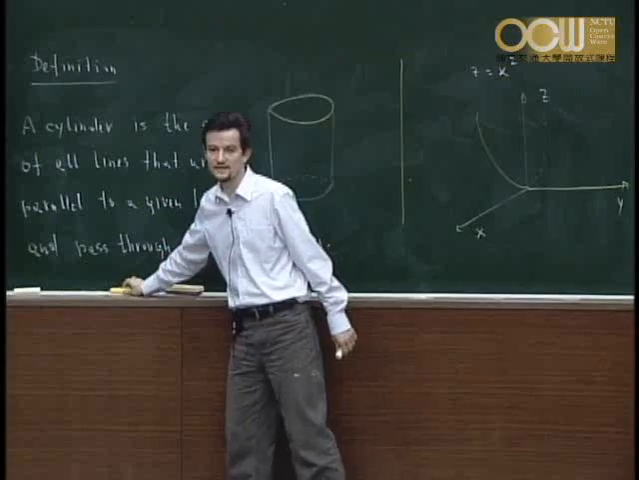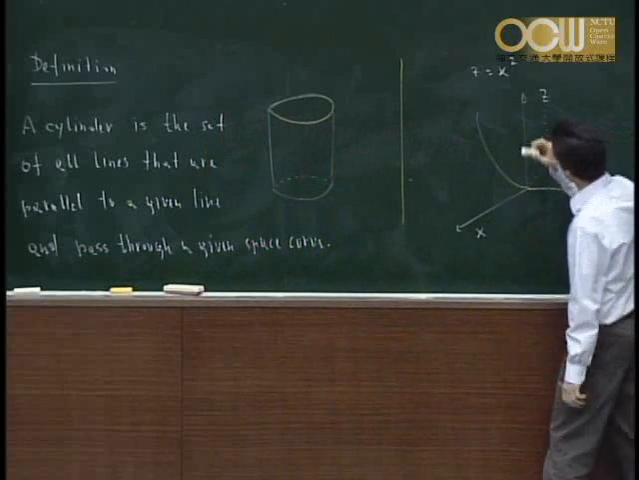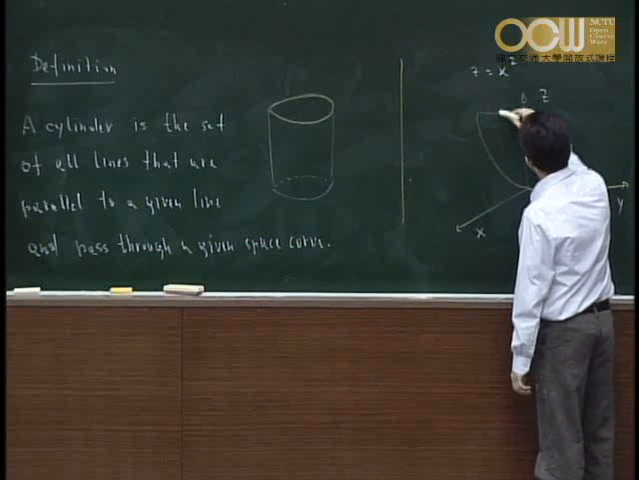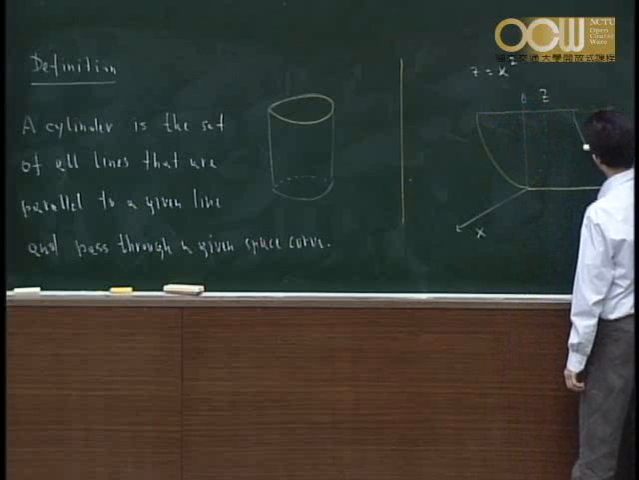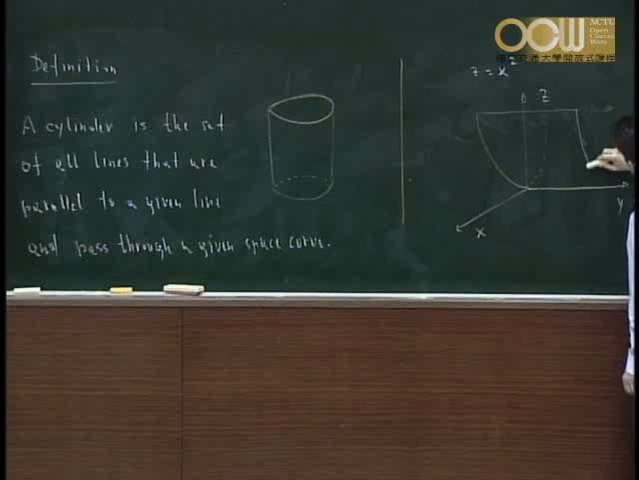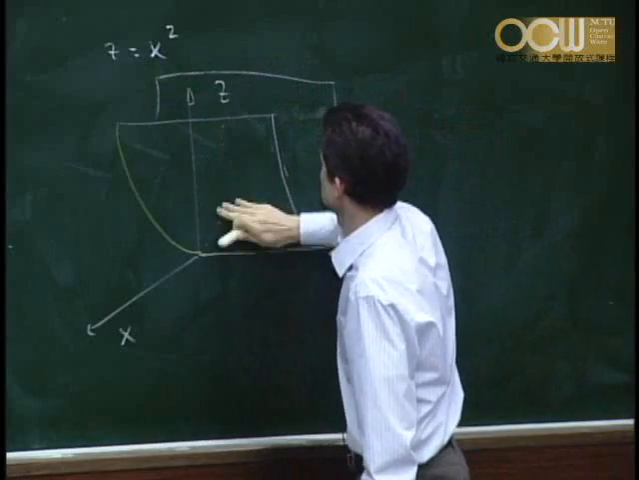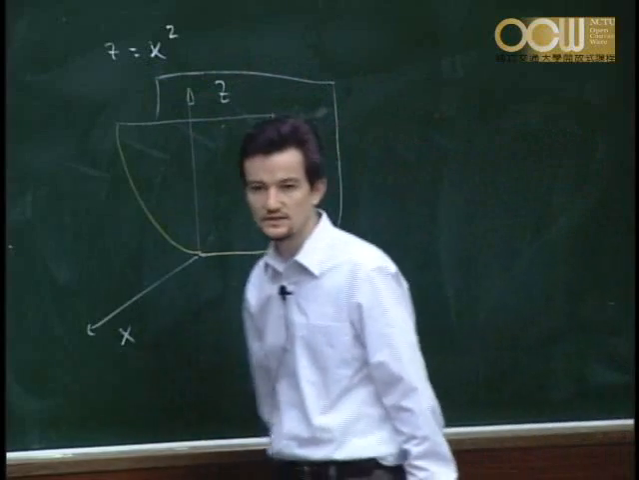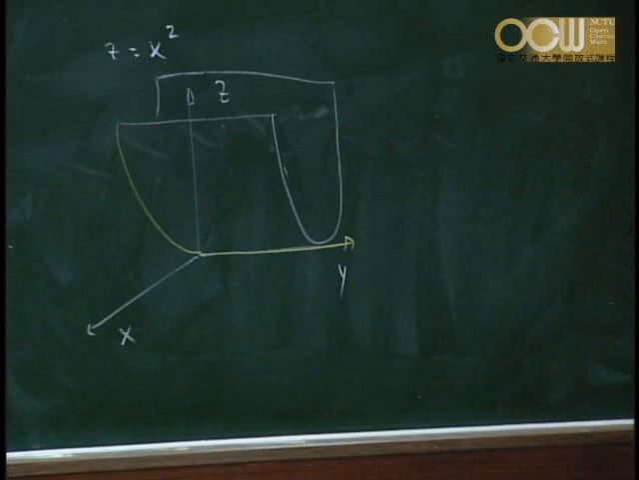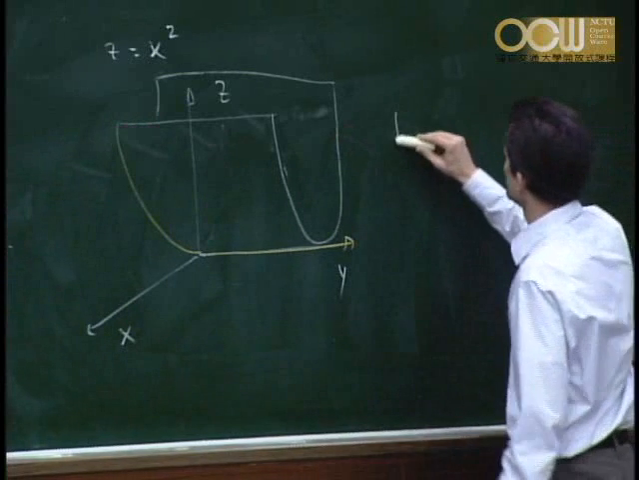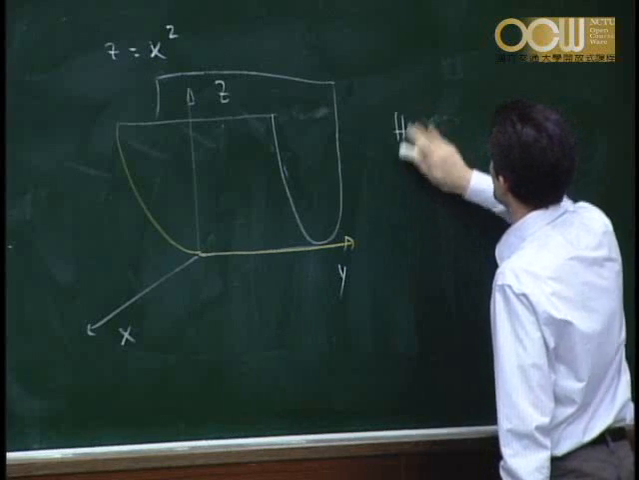Our cylinder is made up by all lines which are parallel to the y-axis and pass through the given space curve. So in this case, you get something like this here, and so this is also a cylinder. This cylinder is called hyperbolic cylinder. No, sorry, parabolic. Sorry.